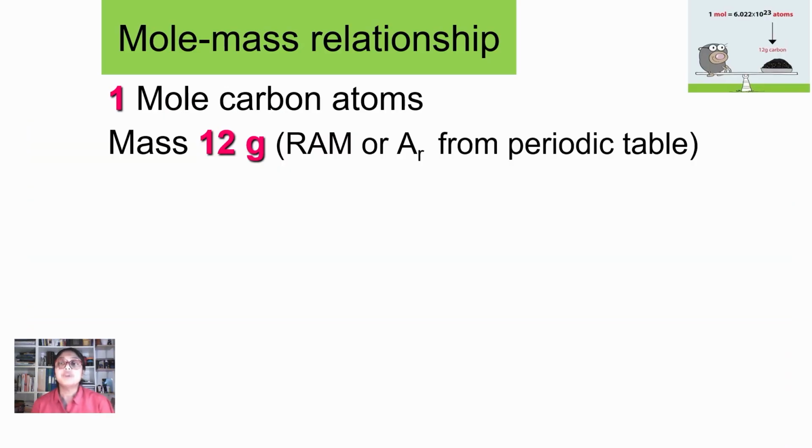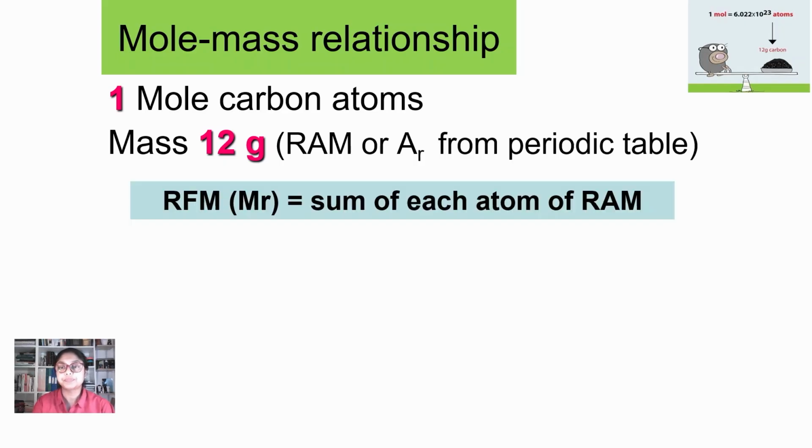In summary, from the previous videos, 1 mole of carbon atoms has a mass of 12 grams. The number 12 is the relative atomic mass, or RAM, or the symbol is Ar, which you can find in the periodic table for each of the elements. Using this, you can find RFM. All you need to do is add up the RAM of each atom of the element.